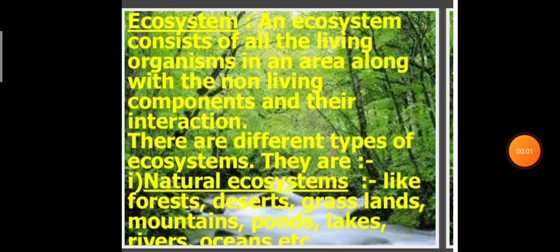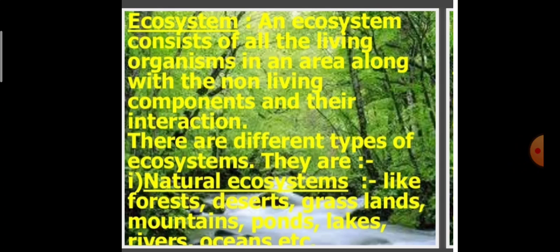So as we have learned, there we learned two things: the biotic components, that is the living components, and abiotic components, that is the non-living components. Now another thing we will learn today is the ecosystem. Students, an ecosystem is the interaction between the biotic components and their abiotic environment.